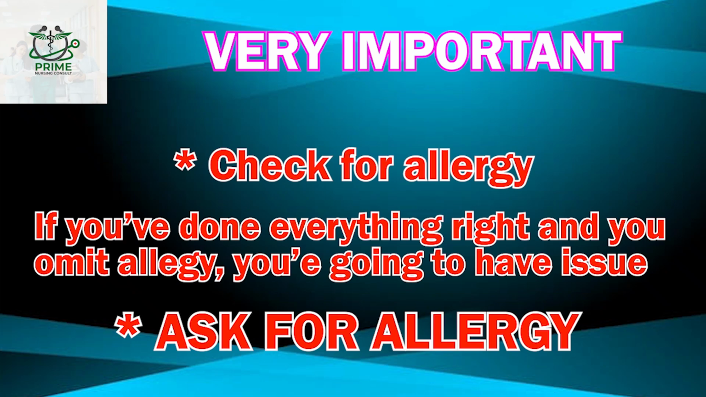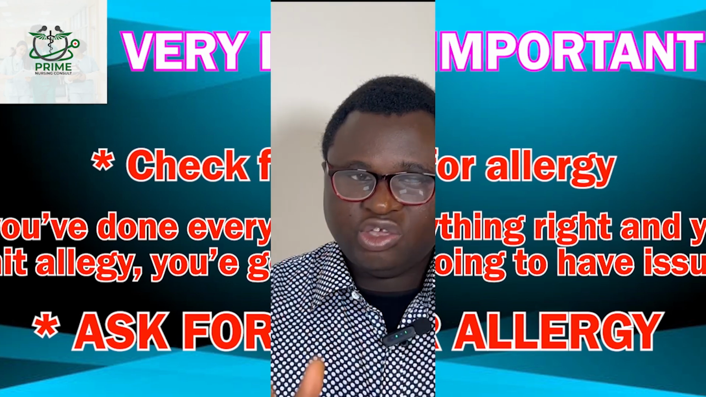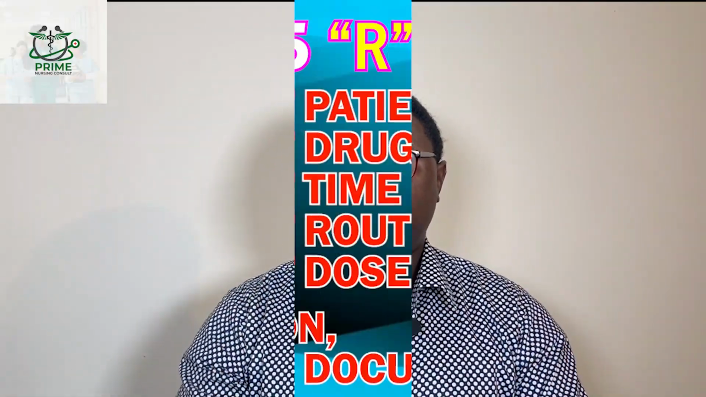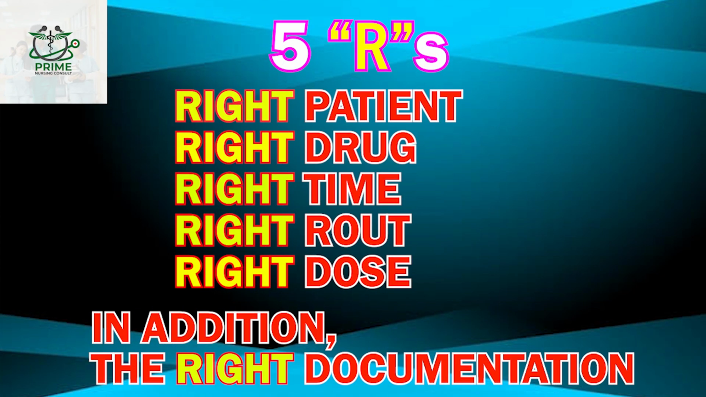Then after you've done this ID check, the next is to check for allergy. Very important. As a matter of fact, if you've done everything right and you omit allergy, trust me, it's going to be a big issue. So ask for allergy. Now after you've done all of this, the next thing is to check your 5 R's. So we have the right patient, the right drug, the right time, the right route, and the right dose. In addition, we also have right documentation. All of this, you have to put into place.